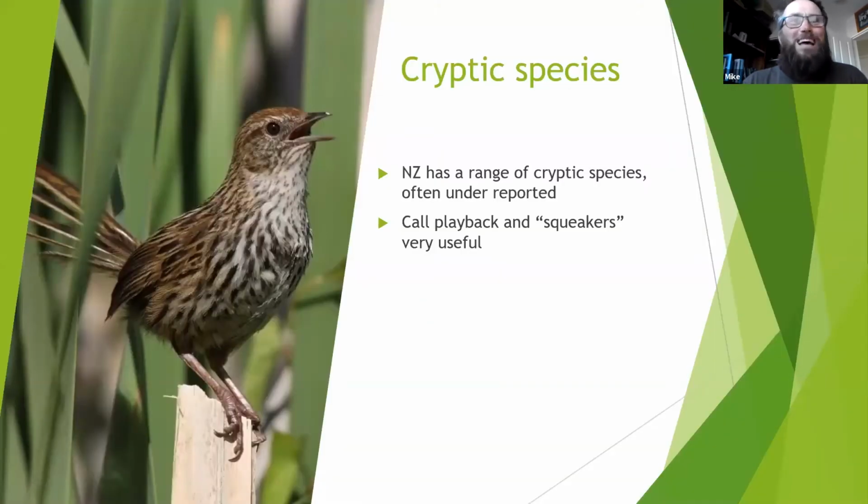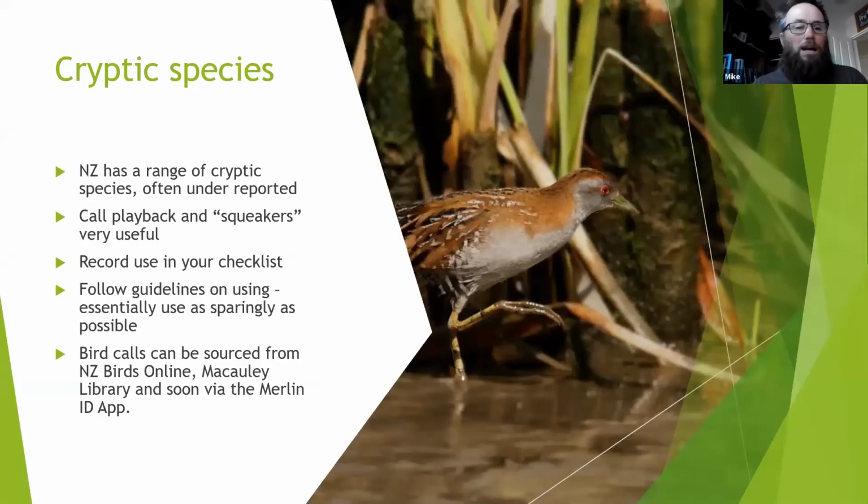So in New Zealand, we've got quite a range of cryptic species that in the past Atlas have been quite under-recorded. Things like fernbirds, marsh crakes, and things like that. With these species, the use of playback or squeakers can be really useful in trying to find those, and we encourage their use.